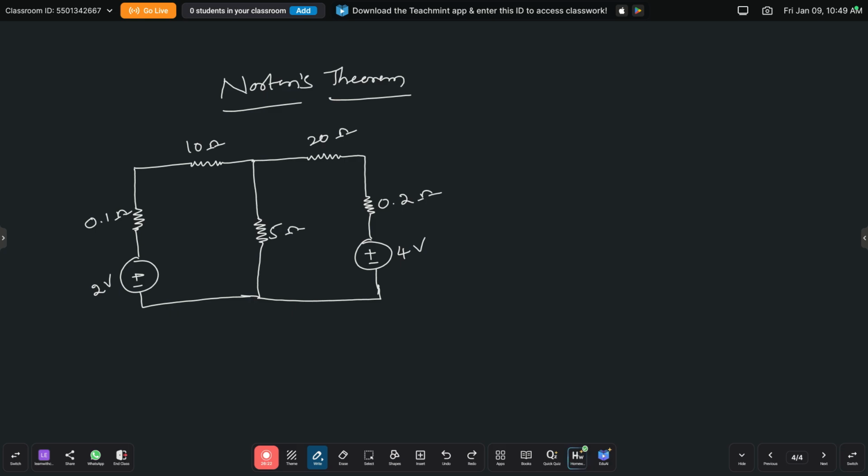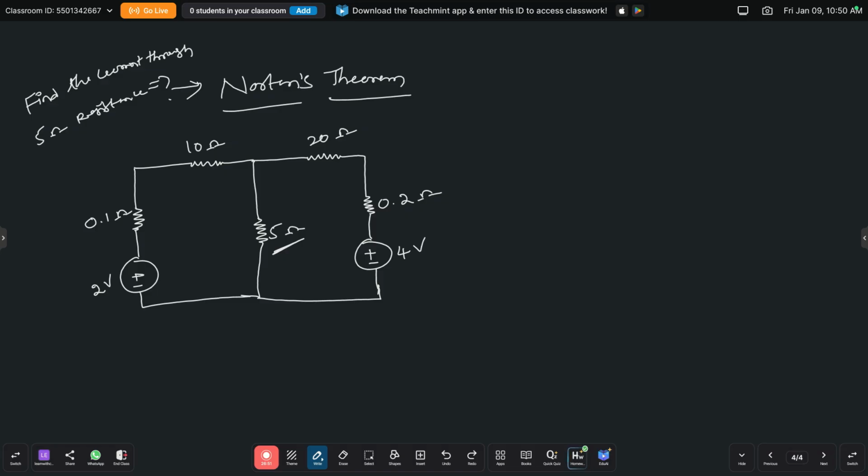Suppose the question asks us to find the current through the 5 ohm resistance by applying Norton's theorem. Find the current through the 5 ohm resistance by applying Norton's theorem.